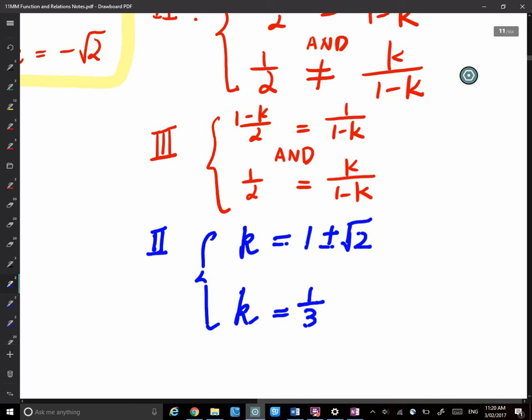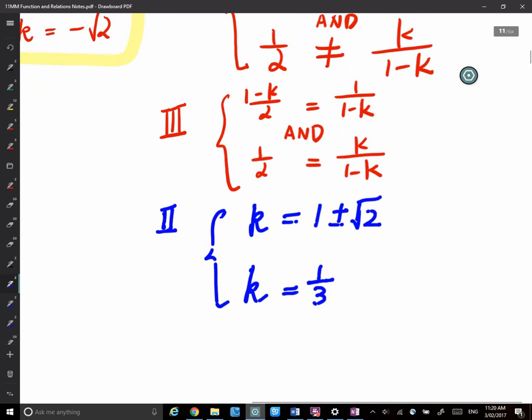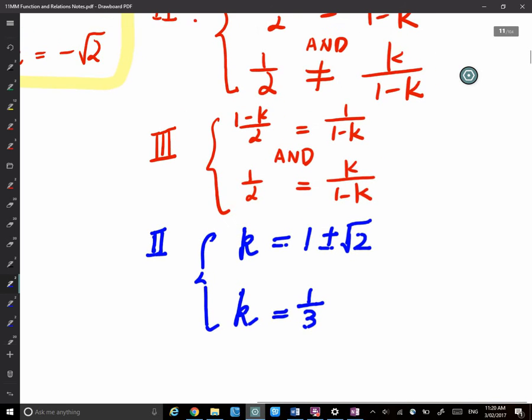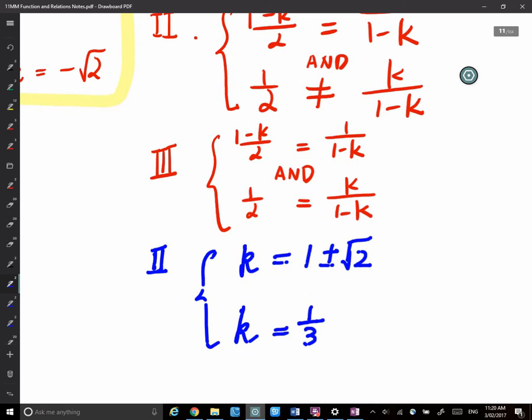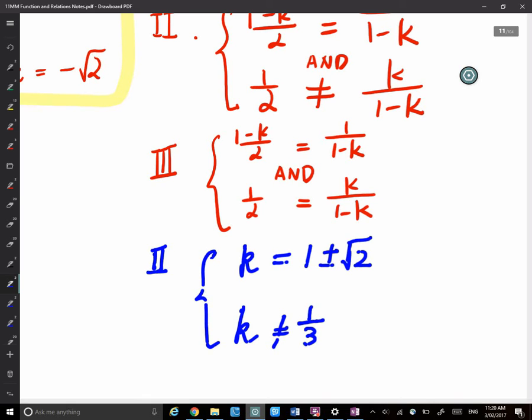I'm not sure if you have solved out this answer. Okay, I give this to your homework. If you have solved out K equals to a third, that will be correct. So the first one, you solve out K equals to 1 plus minus root 2. For the second one, K not equals to a third, because when they equal, K equals to a third. You want the C value not equal, so K cannot be a third.